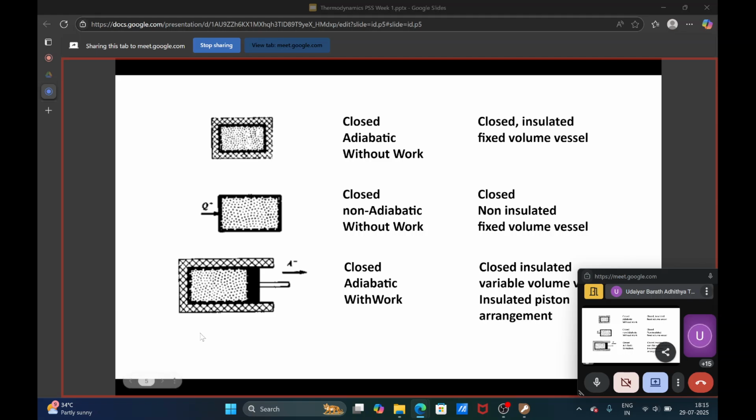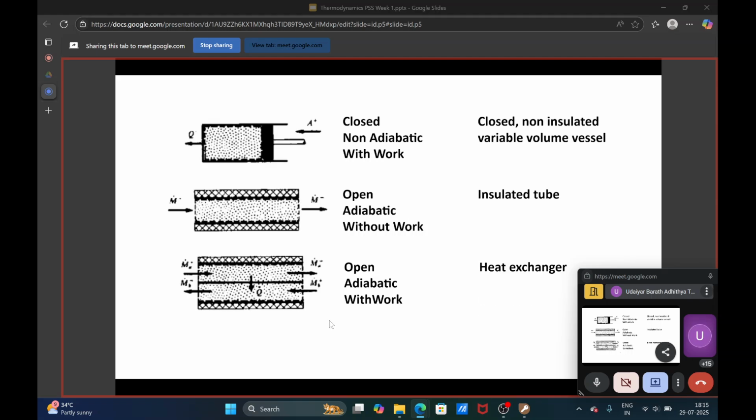With an insulation, we will have only work, but there is no heat transfer. So there will still be a control mass, or closed system, having both heat and work transfer. So again it is a closed system, and there is no mass transfer.